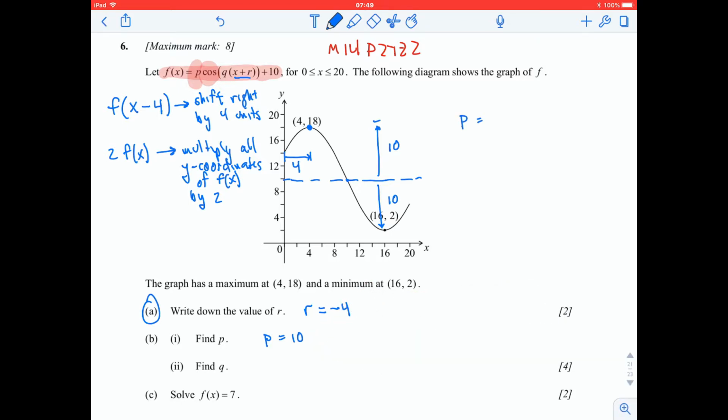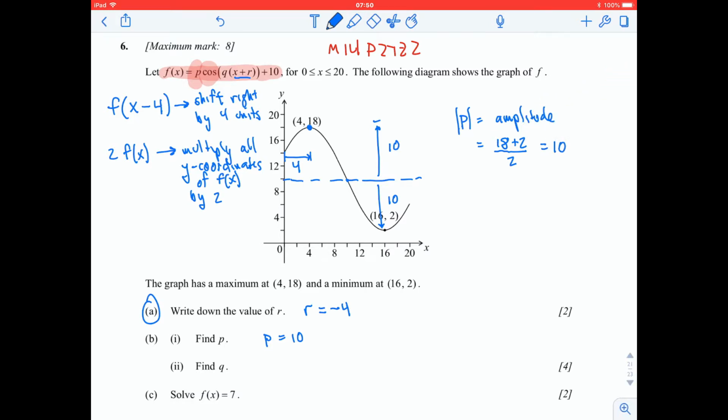Now, we also came up with another way to come up with this. The absolute value of p is actually the amplitude. And another way to find the amplitude is to take the max value and add it to the minimum value. So we have 18 plus 2, take the average, that's 20 over 2, which also gives us 10. So that's another way to get that.